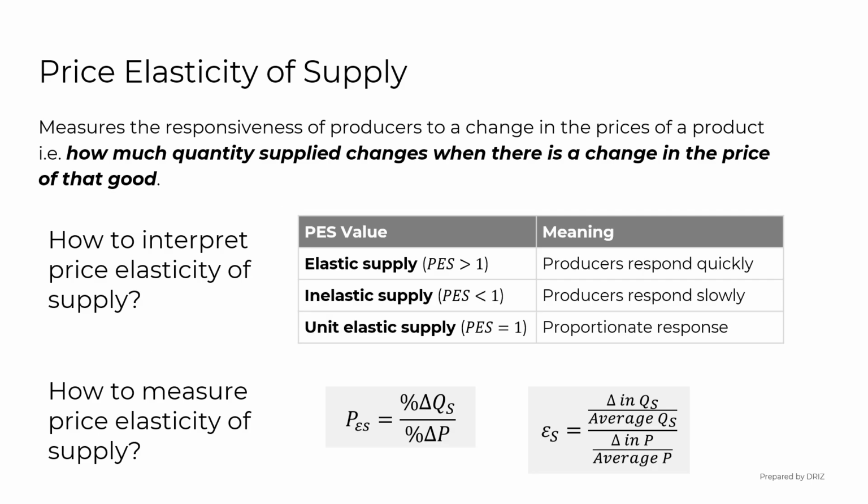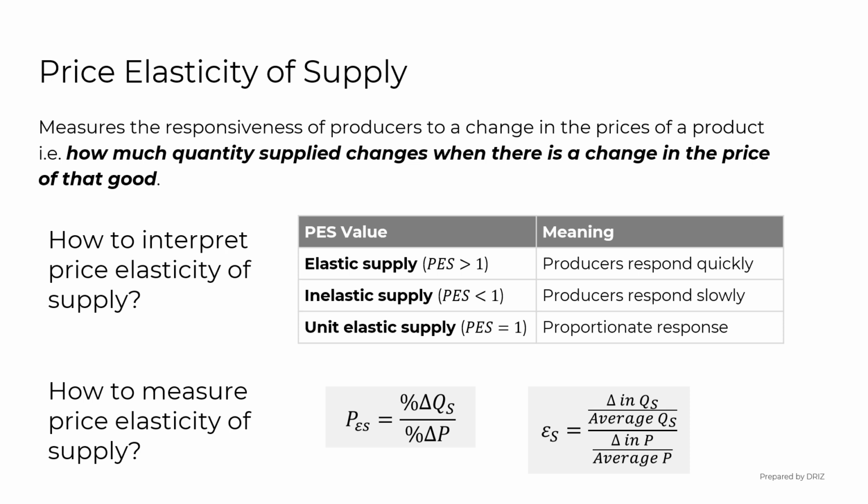Our last elasticity is the price elasticity of supply, which measures how quickly and how much producers respond to changes in price. In other words, it tells us how much quantity supplied changes when there is a change in the price of that good. To measure price elasticity of supply, we use the formula percentage change in quantity supplied over the percentage change in price. Now, how do we interpret price elasticity of supply?